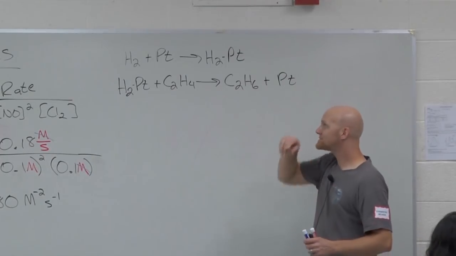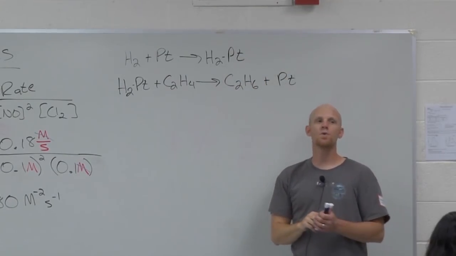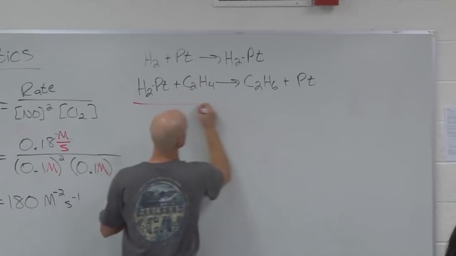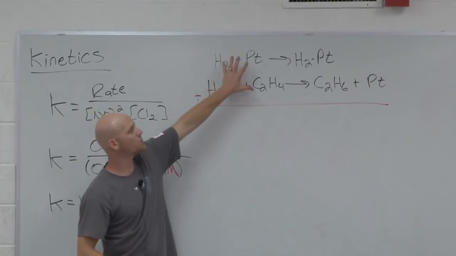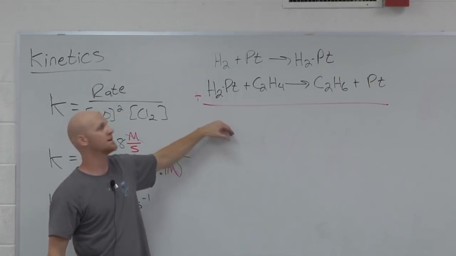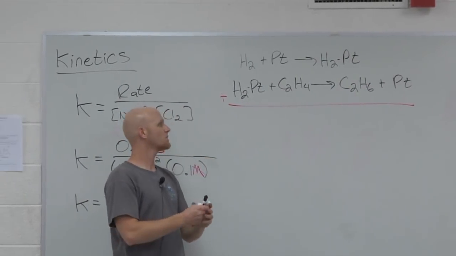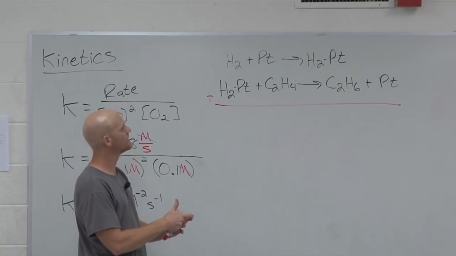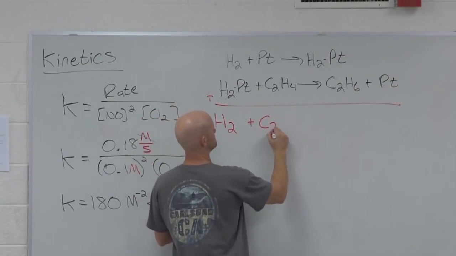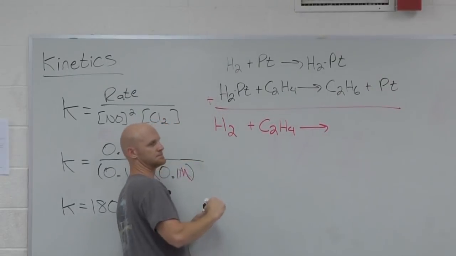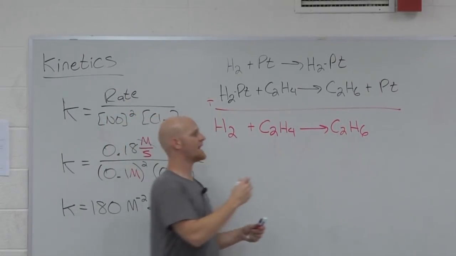Okay. So, got a couple of questions for you. First is, if this is the mechanism, then what is the overall reaction? Well, add up all the steps and you'll get the overall reaction. And so what you do is you add up all the reactants and put them on one giant reactant side. Add up all the products and put them on the other side. Anything that shows up on both sides cancels. And so what am I going to be left with for an overall balanced reaction here? Cool. That's your overall reaction.